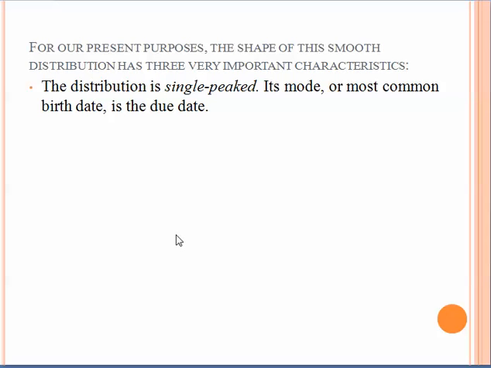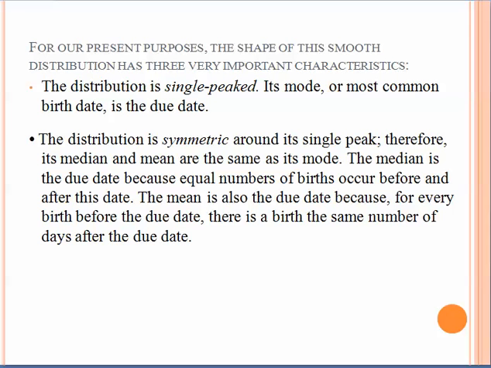So this normal distribution has 3 very important characteristics. This distribution is single peaked. Its mode is the most common birth date, and it is the due date. This is typical of all distributions that have this normal distribution shape. The distribution is symmetric around this single peak, so its median and mean are the same, and its mode is the same. So that's one property of the normal distribution: the mean, median, and mode are the same.